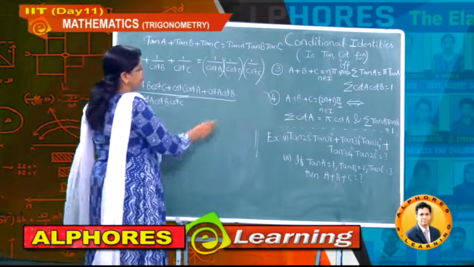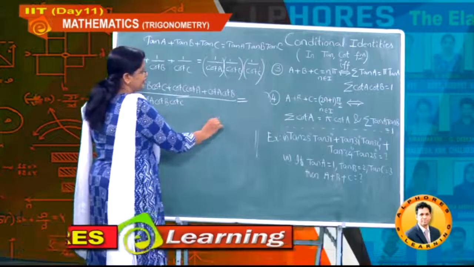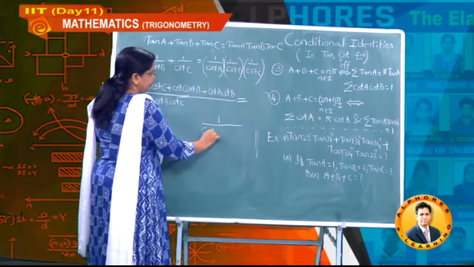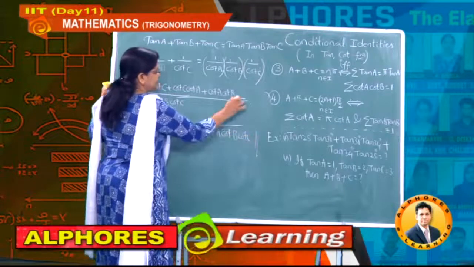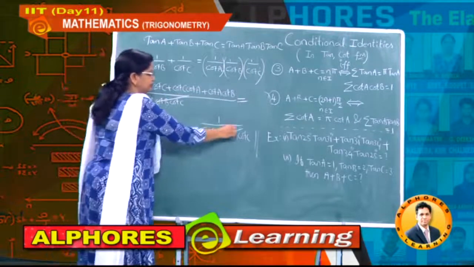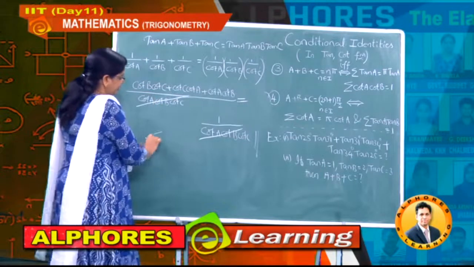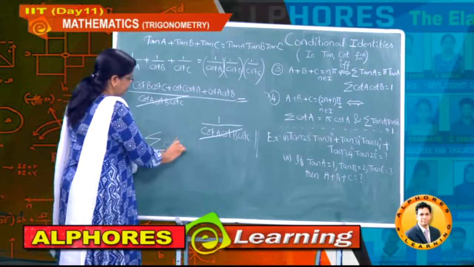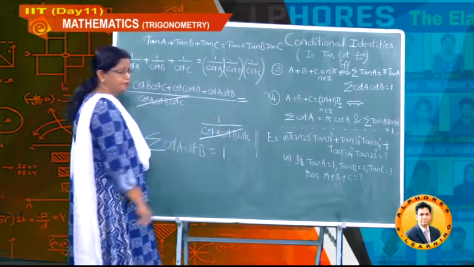And now what is the RHS value? RHS you got 1 divided by cot A, cot B, cot C. And this is equal to it, therefore we can cancel both the denominators. Hence what is the numerator? Sigma cot A cot B, and what is the RHS side you got? It is nothing but 1.